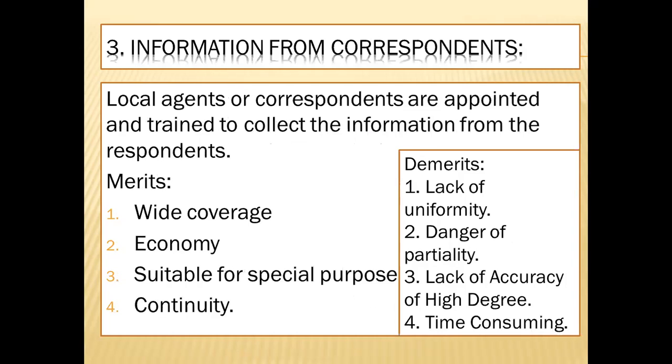Then next, information from correspondents. Local agents or correspondents are appointed and trained to collect the information from the respondent. So information from correspondents means through journalists, news makers, or television, newspapers. You can use any correspondent. Local agents or correspondents are appointed and trained to collect the information from the respondent.